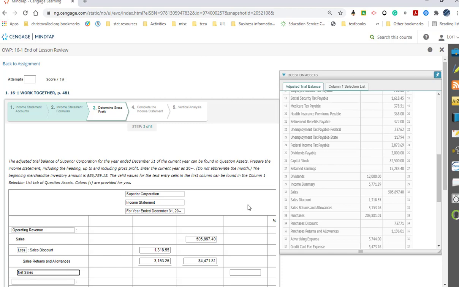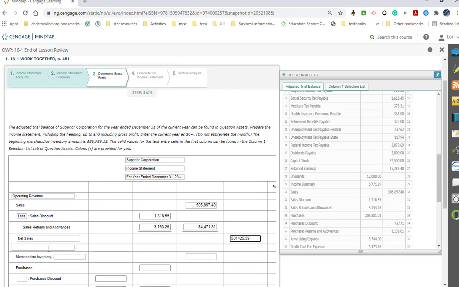So now the next step is we need to find our net sales. We're going to subtract the two numbers in the previous column, giving us 501,425.59. We're not doing the percents just yet. We'll do that in the last step. I'll show you all how to do one of them, and then I'm going to make you all do the rest of them on your own. And then the next section is the cost of merchandise sold.